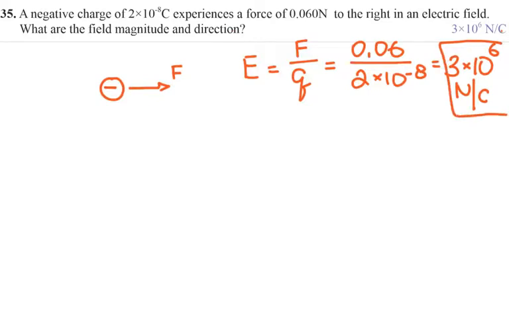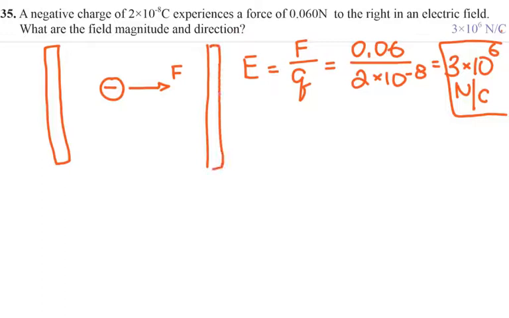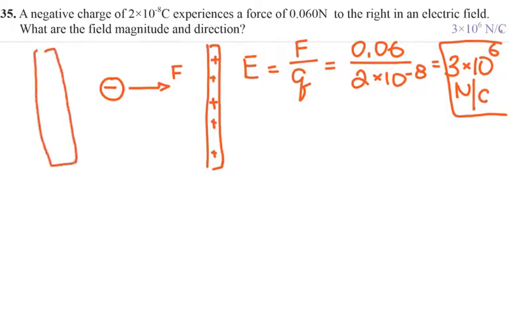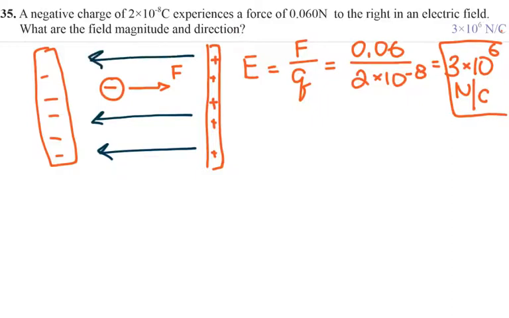And because it experiences the force acting on it to the right, that means the right side must be positive or have some positive charges there, and so the charge feels attraction that way. Then the negative side is on the left side, and electric field lines go from positive to negative. So the electric field direction is to the left.